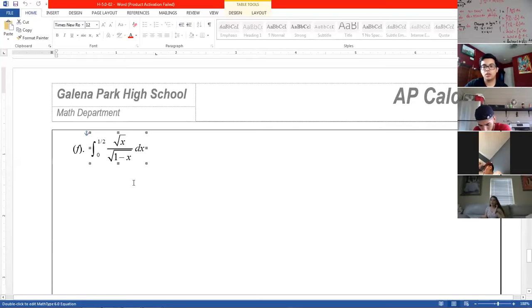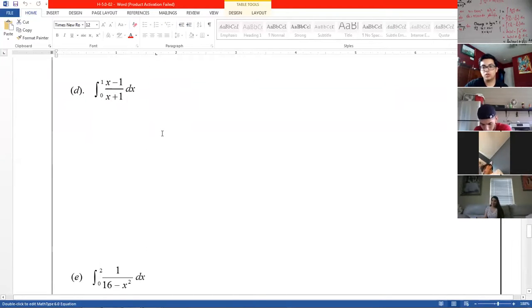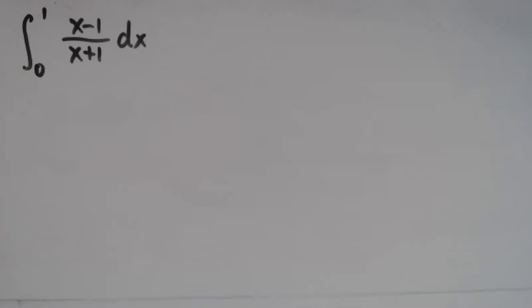F? Yeah, F. So let me just go to D. Let me just solve this one. This is going to be long. So grab a blank piece of paper, big enough to hold all this one. So we have the integral from 0 to 1 of x minus 1 over x plus 1 dx. Okay, now that's my problem.